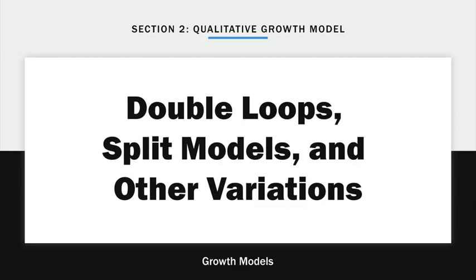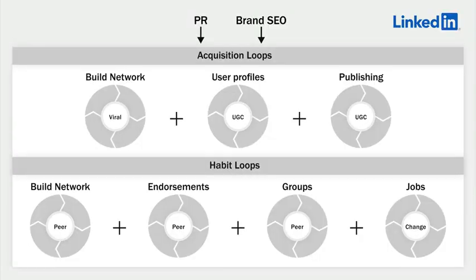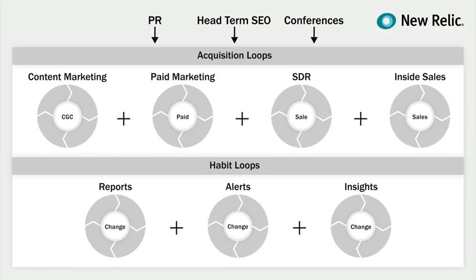Now that we've gone through and built a basic qualitative growth model, you should have something that looks like this: a very simple, whiteboardable representation about how your product grows using the foundational elements of loops rather than funnels. Now, this was the LinkedIn free product example that we went through, as well as the New Relic B2B product example that we went through.